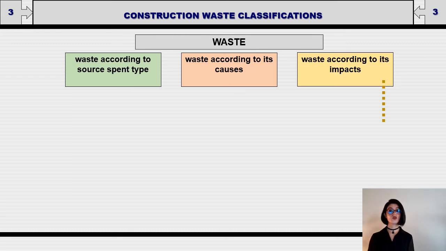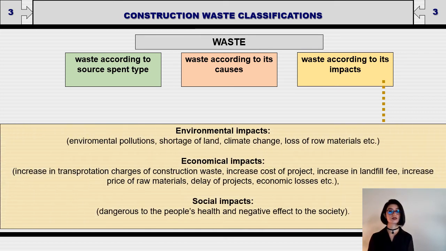The third one is waste according to its impacts. These are environmental impacts, economical impacts, and social impacts. Environmental impacts are environmental pollution, shortage of land, climate change, loss of raw materials. Economical impacts are increasing transportation charges in construction waste or increasing cost of projects like that. Social impacts are danger to people, health, and negative effects on society.